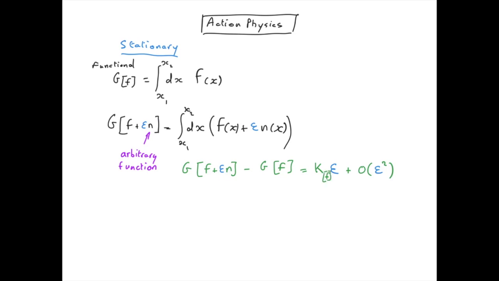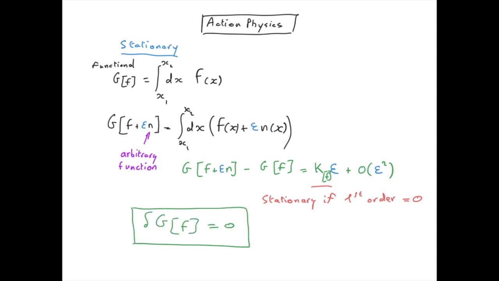By analogy with the case of a function, we have g stationary when the first order is equal to 0. In many cases, as in action physics, we have to search for the function f which will leave the functional g stationary. And that we write in a formal notation as this, which is equivalent to looking for the stationary point in the case of a function.